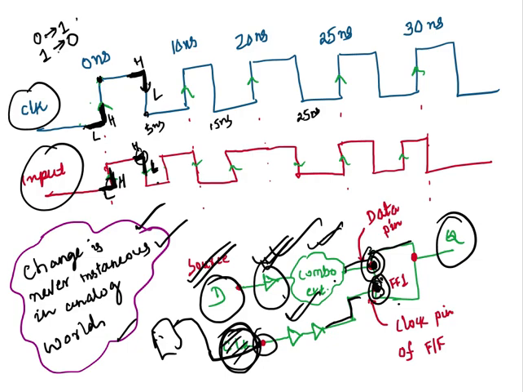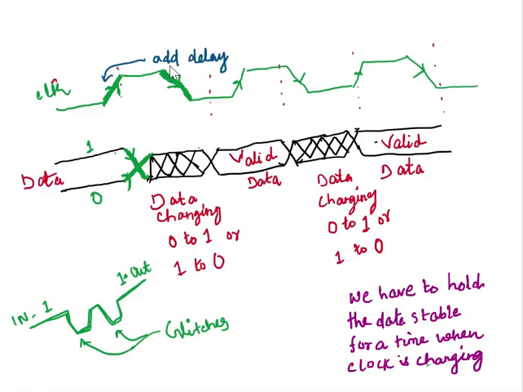See, this is not the actual clock transition or input transition, okay? This is the actual transition. See, the clock signal is slowly rising from low to high. Then from high to low also, slowly, the transition is happening here.